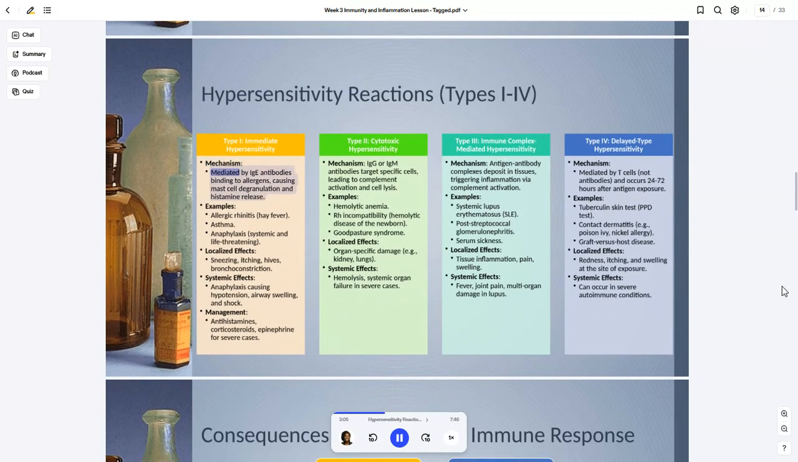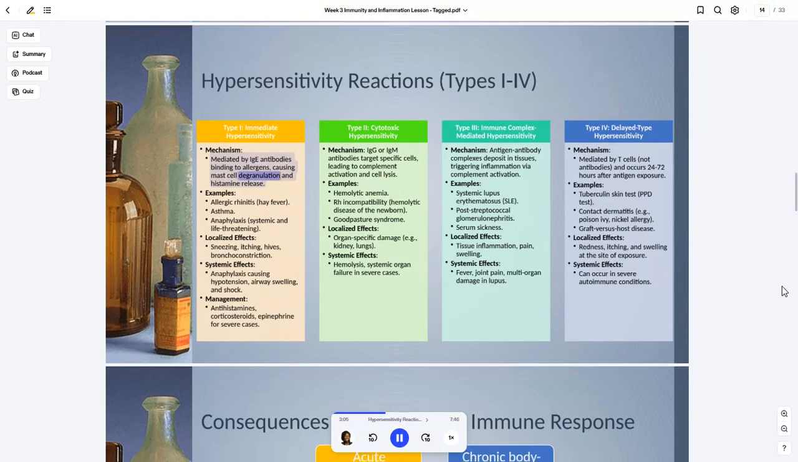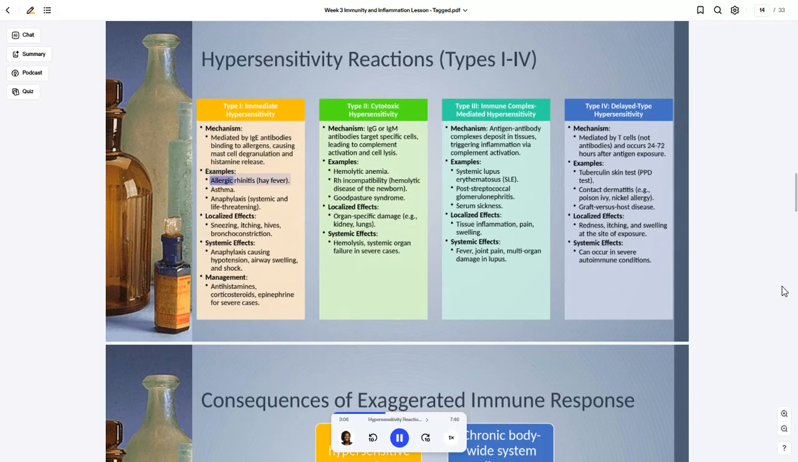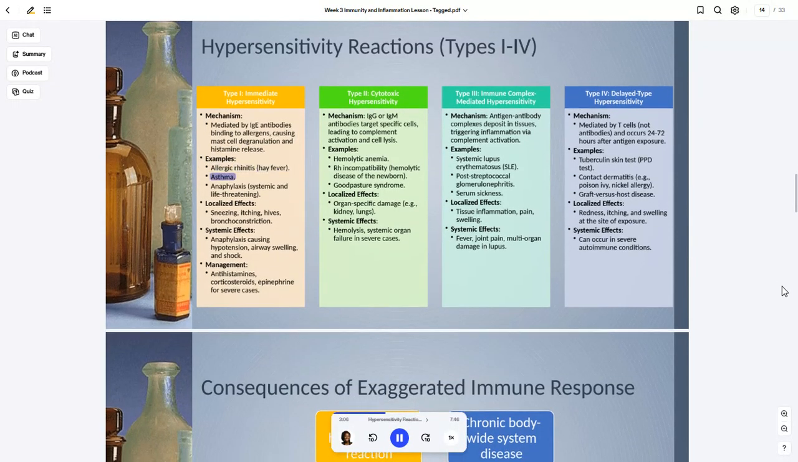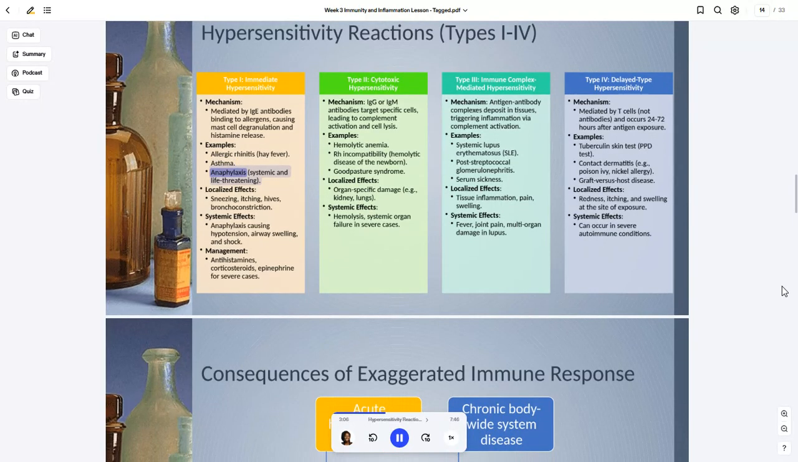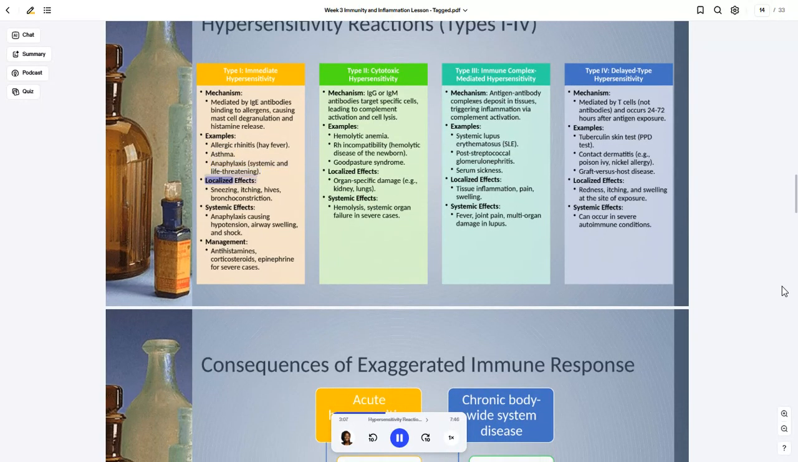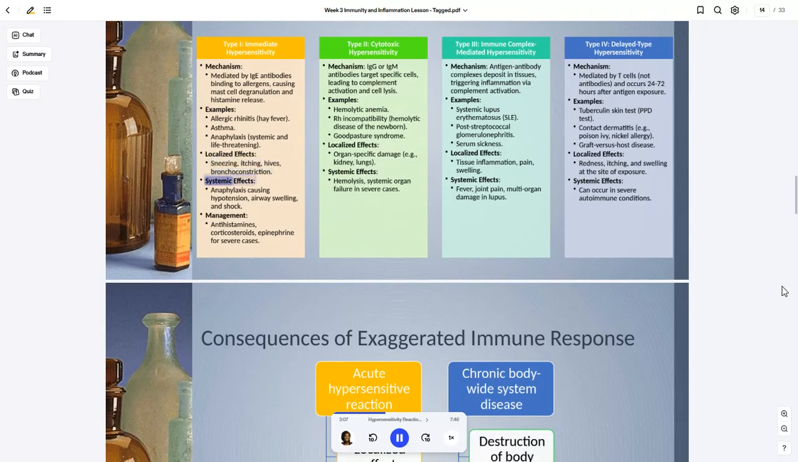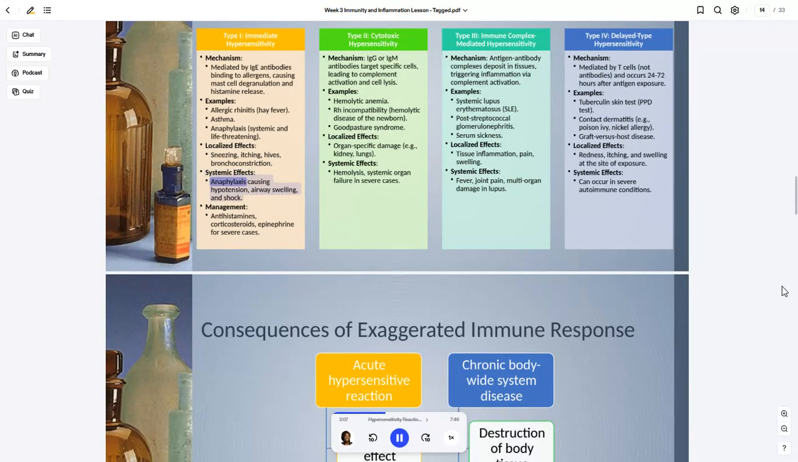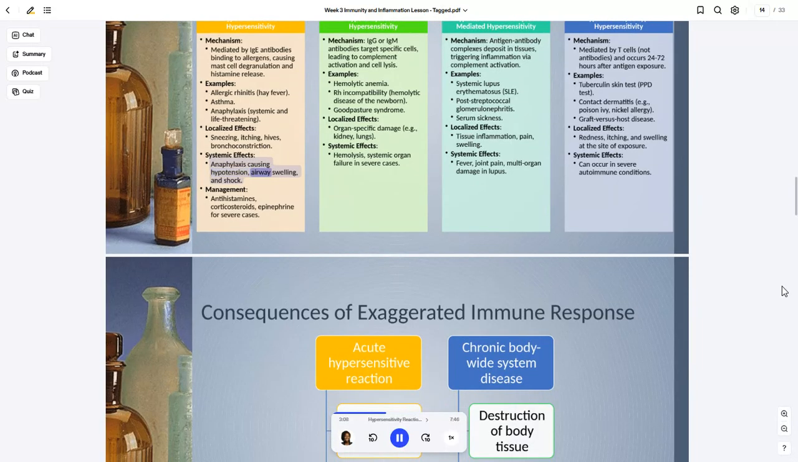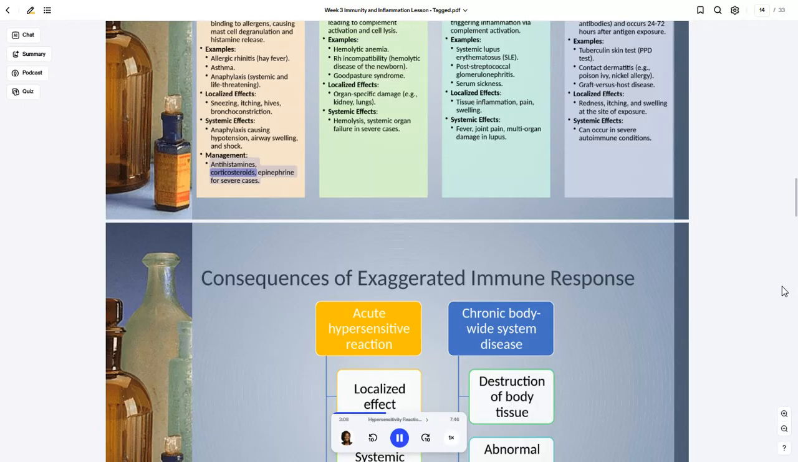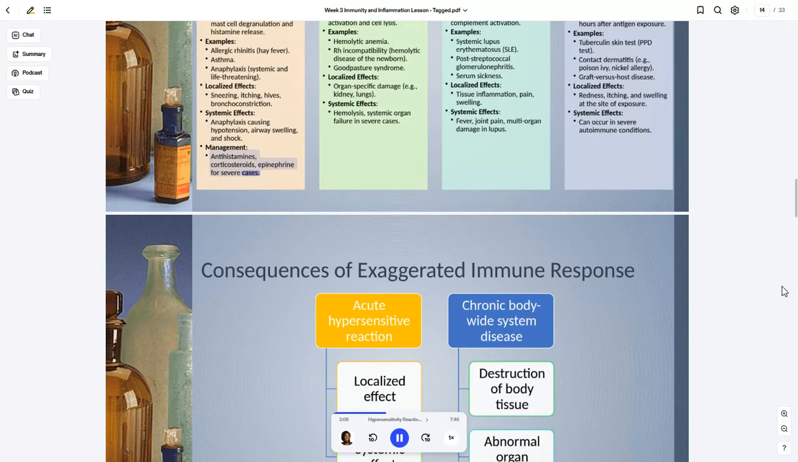Mechanism: mediated by IgE antibodies binding to allergens causing mast cell degranulation and histamine release. Examples: allergic rhinitis, hay fever, asthma, anaphylaxis, systemic and life-threatening. Localized effects: sneezing, itching, hives, bronchoconstriction. Systemic effects: anaphylaxis causing hypotension, airway swelling, and shock. Management: antihistamines, corticosteroids, epinephrine for severe cases.